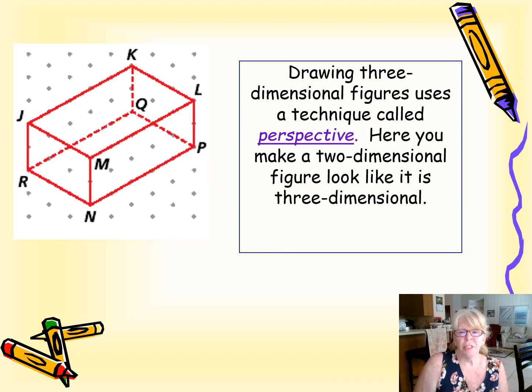This is called perspective. I remember when we were kids, we used to draw these all over the place, just make boxes. These are all two-dimensional figures. Each one, J to K to Q to R is a rectangle. K to Q to P to L is a rectangle. But when you put them and smoosh them all together, it becomes a three-dimensional figure. And now it looks like it has depth to it. You can fill it up.